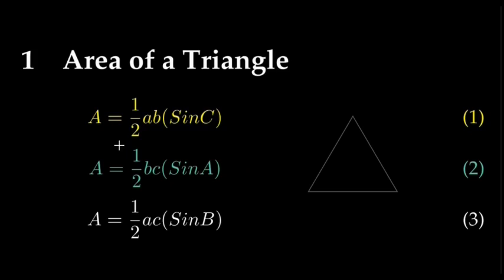So in summary, we have to use these three formulas, that is half A times B times sine C, or half B times C times sine of A, or half A times C times sine of B. That is how you find the area of any general triangle. So now let's look at how to find the area of a right-angled triangle.